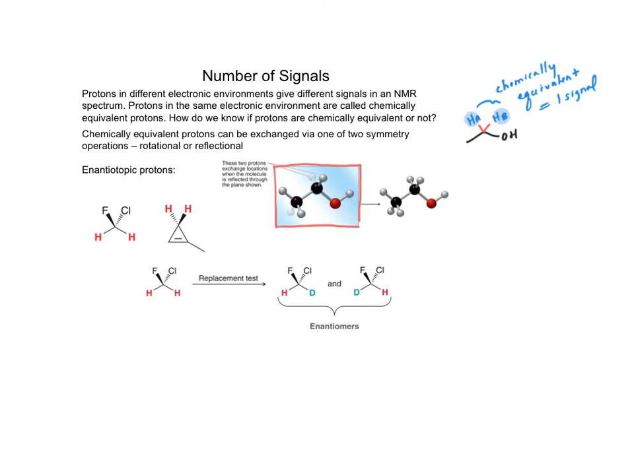If you do the replacement test with enantiotopic protons, where you replace one with deuterium and then the other with deuterium, the two new molecules that you get are not the same compound. And now, what are they instead? They're enantiomers, okay? So if you have enantiotopic protons and you do the replacement test, you will get enantiomers as a result, as opposed to the same compound, which would lead from homotopic protons.